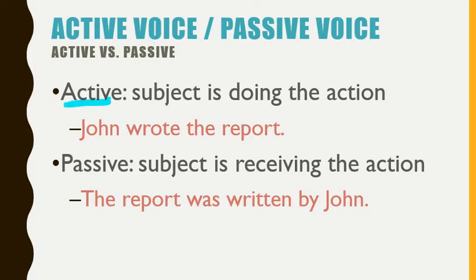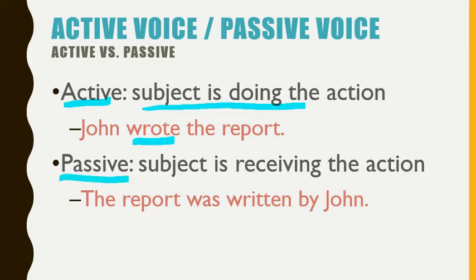So an active voice is the form of the verb that tells you that the subject is doing the action. As in the sentence, John wrote the report. You know who's doing the writing. John is doing the writing. The report isn't doing the writing. Report is being written. So that's what the passive is.